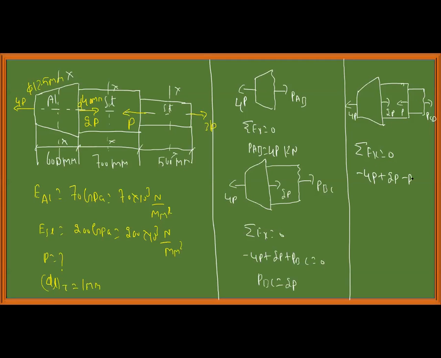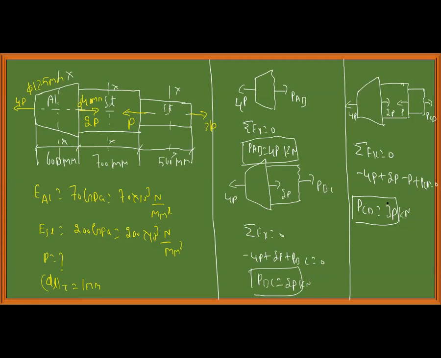Summation of forces in x direction is equal to 0: minus 4P plus 2P minus P plus PCD is equal to 0, or PCD is equal to minus 4P plus 2P minus P, so 3P, right? PCD is equal to 3P, PBC is equal to 2P, PAB is equal to 4P kilonewton. If you want to write kilonewton, you can write. Finally, whatever answer you get, you express in 10 power 3. That is kilonewton. Okay, 3P.